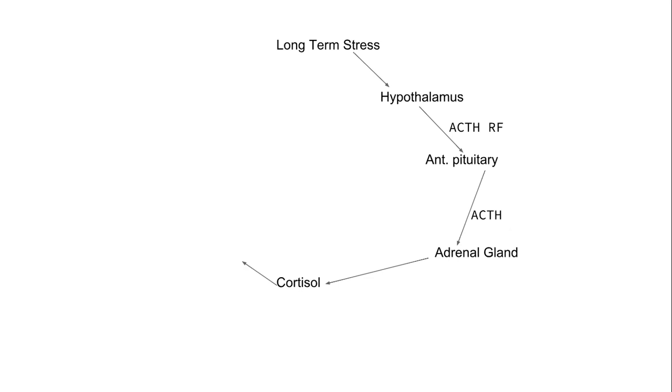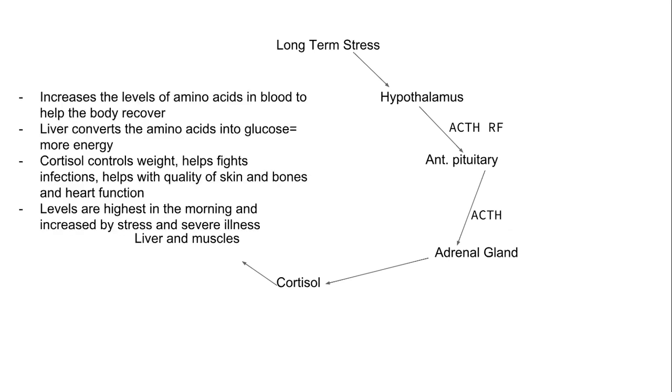Well, cortisol's job is to target our liver and muscles. It targets our liver and muscles to do all of this: to increase the amino acids in our blood to help with muscle recovery. It helps our liver convert glycogen into glucose. Okay, so the amino acids in there, and so we can have more energy. It controls our weight, helps us fight infections, all those kinds of things.